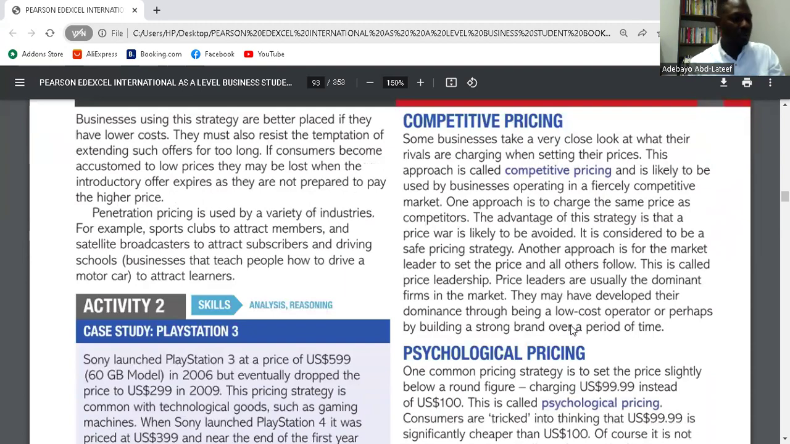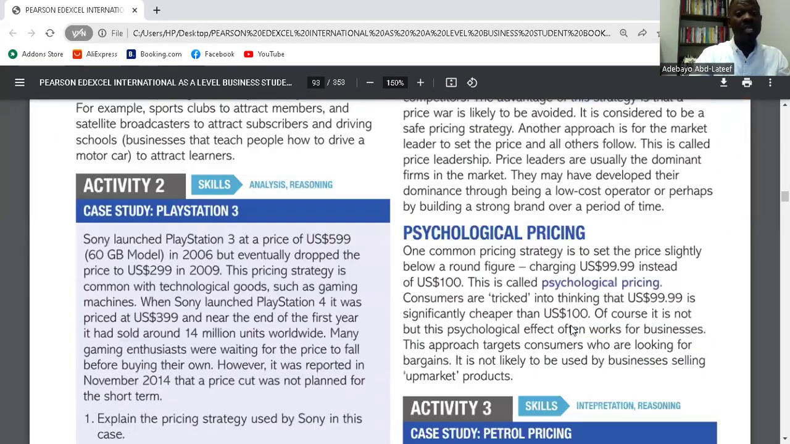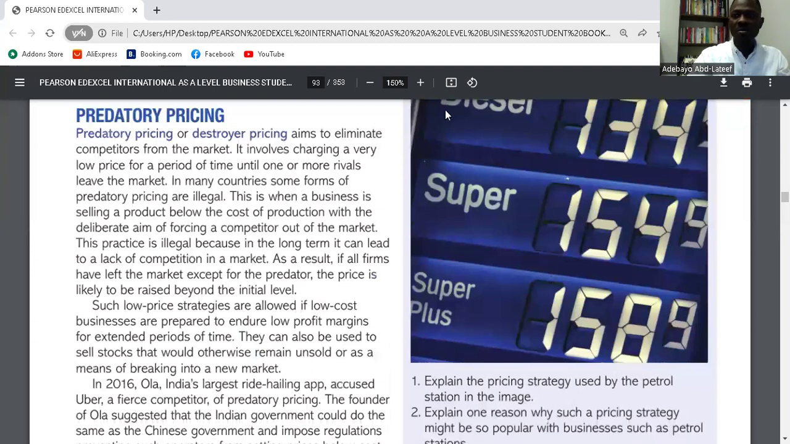The next one is competitive pricing, right? Predatory. Oh, thank you. Predatory pricing. Yeah, that one is allowed. So we'll go to predatory pricing. Predatory pricing, or destroyer pricing, aims to eliminate competitors from the market. It involves charging a very low price for a period of time until one or more rivals leave the market. In many countries, some forms of predatory pricing are illegal. This is when a business is selling a product below the cost of production with the deliberate aim of forcing a competitor out of the market. This practice is illegal because in the long term, it can lead to a lack of competition in the market. As a result, if all firms have left the market except for the predator, the price is likely to be raised beyond the initial level.